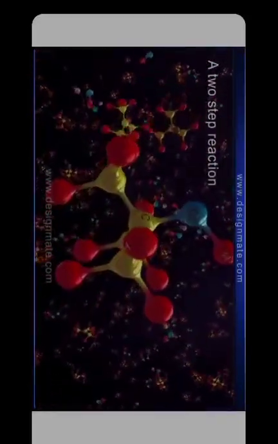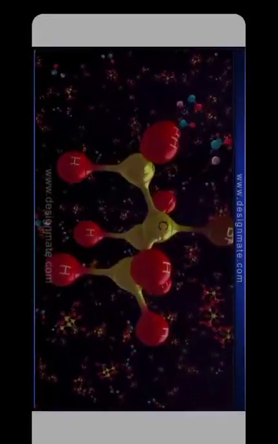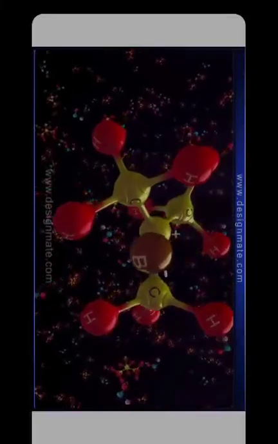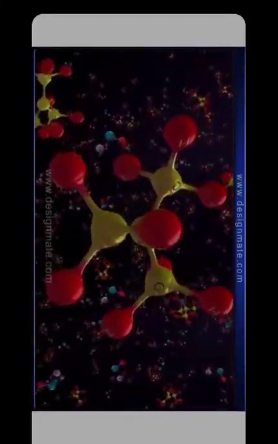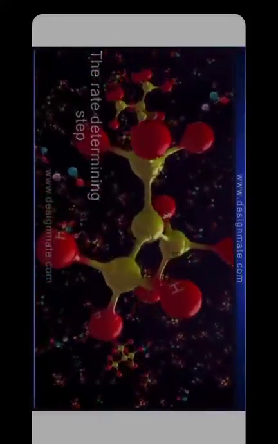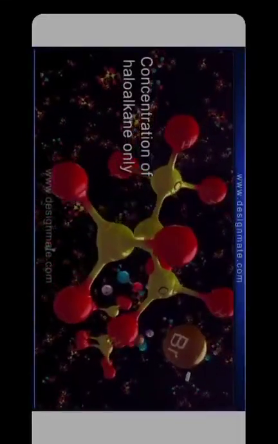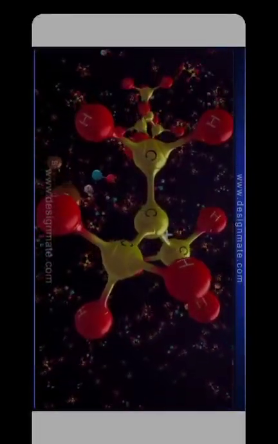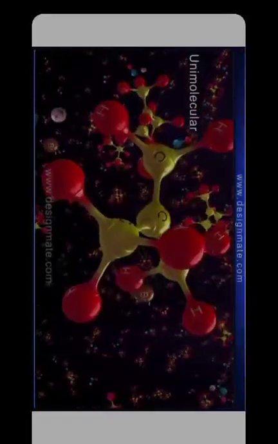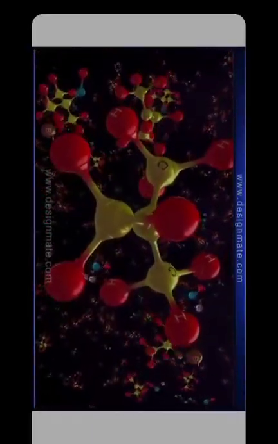It is a two-step reaction. The first step involves separation of a leaving group, which is bromine in this case. This results in the formation of a carbocation. This reaction is very slow as its activation energy is high, and it is the rate determining step of the reaction. Please note here that the rate of overall reaction depends on the formation of the carbocation, which in turn depends on the concentration of haloalkane only, and it does not involve the attacking nucleophile. Hence, the rate determining step is unimolecular, and therefore the overall reaction is represented as SN1.